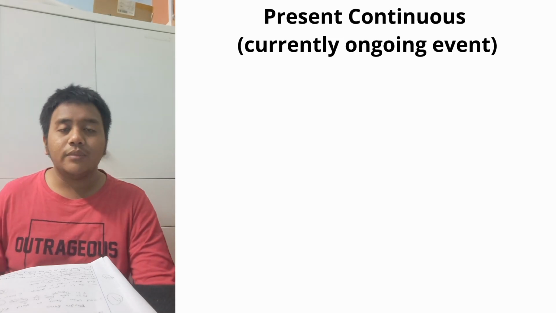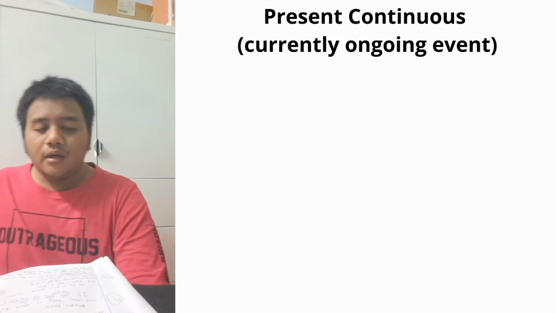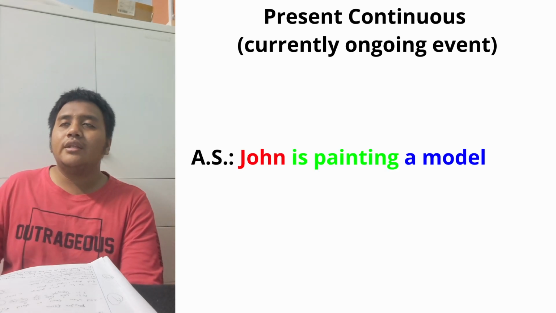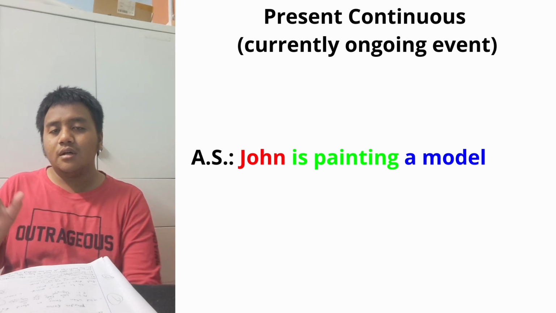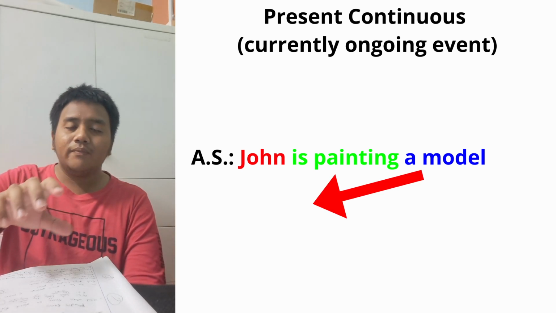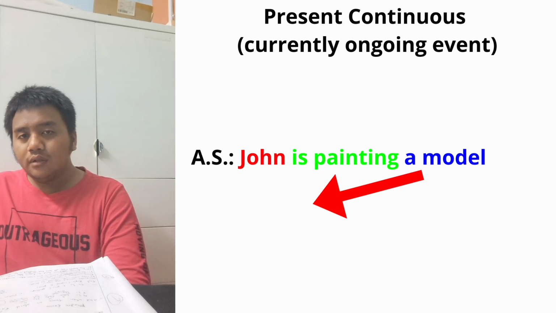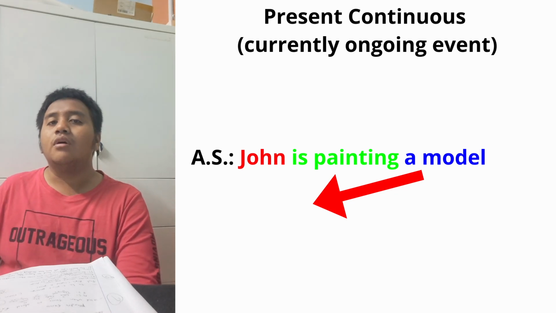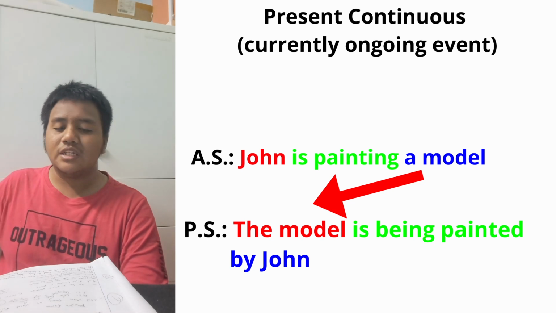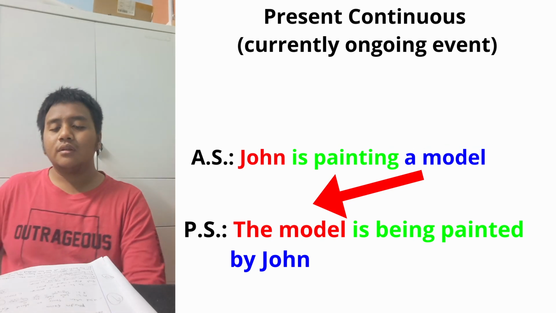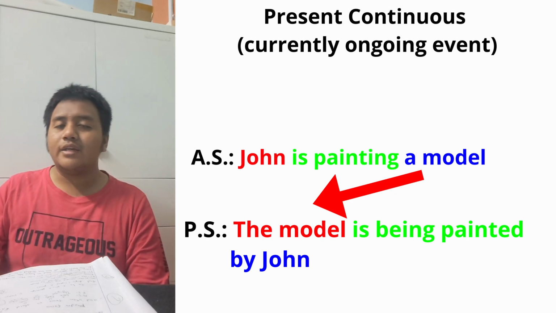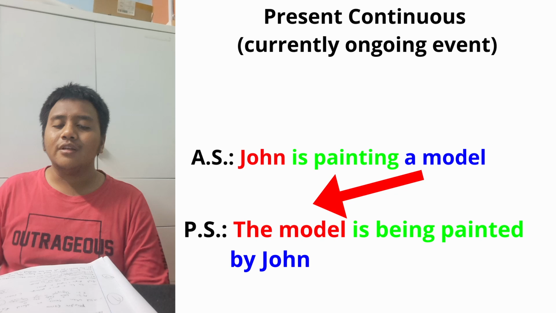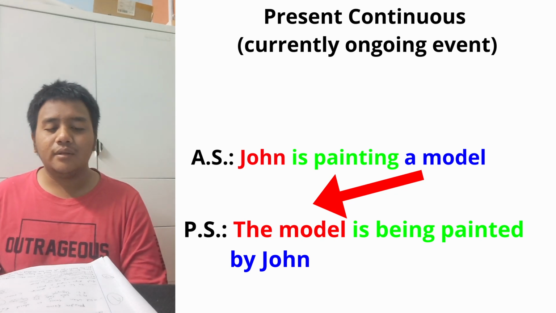And then for present continuous, which is when something is currently ongoing, example sentence here is, John is painting a model. Okay, so the object here is a model, so we put that to the front. Well, you can say a model, or you can also change it to the model. The model is being painted by John. Okay, painting is changed to is being painted as the past participle form. Then the model is being painted by John.